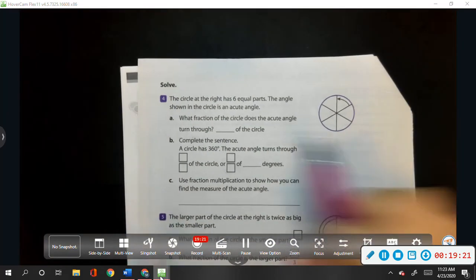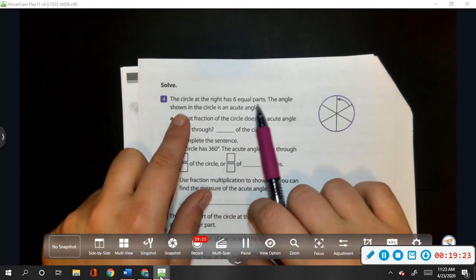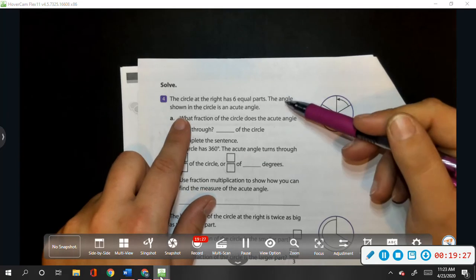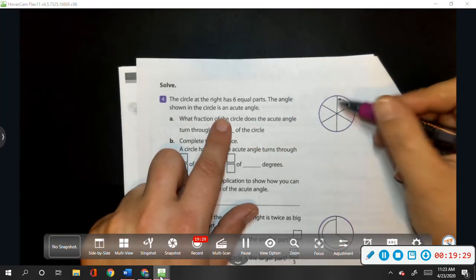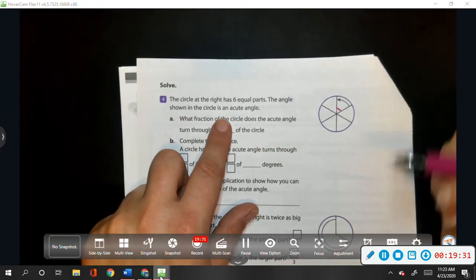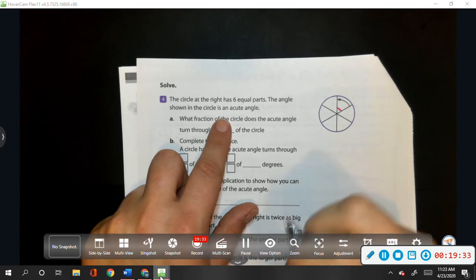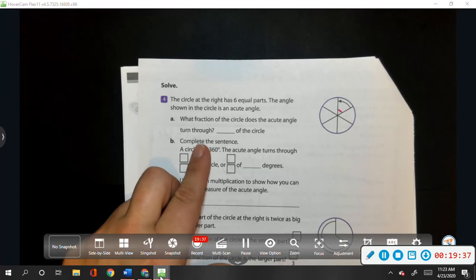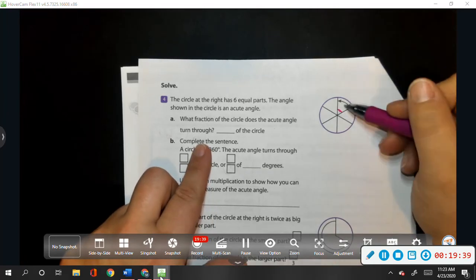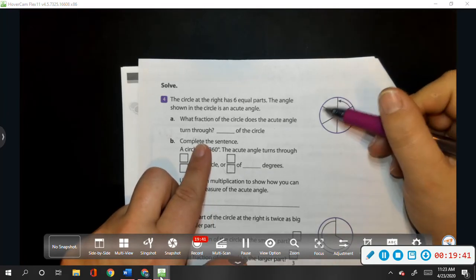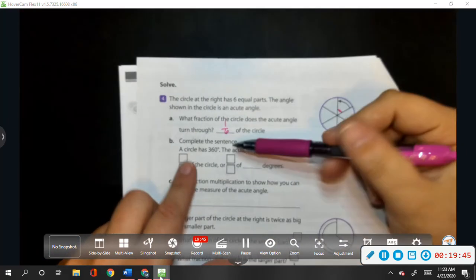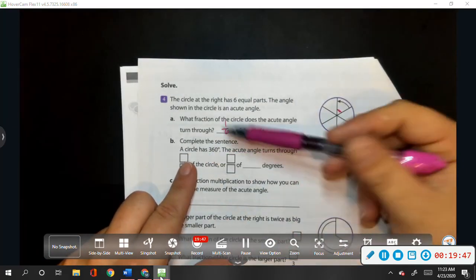Number 4. The circle at the right has 6 equal parts. 1, 2, 3, 4, 5, and 6. The angle shown in the circle is an acute angle. We know this because it is smaller than a 90-degree angle. It is smaller than a right angle. What fraction of the circle does the acute angle turn through? Well, it's 1 out of how many? 1 out of 6.